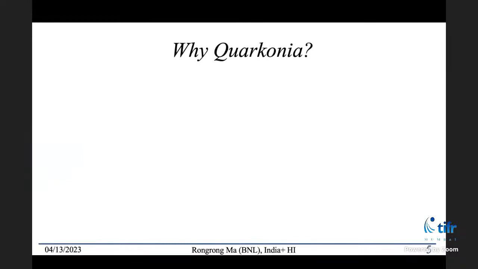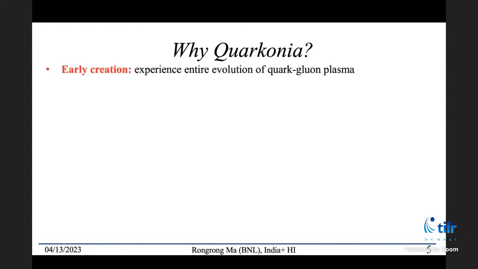Why do we want to study their behavior in the QGP? So quarkonium, as I just mentioned, are made of a heavy quark and anti-quark. Heavy means their mass is large, and because the mass is large, you need a lot of energy to create them. That means they are mostly created very early in the collision, even before the QGP is formed. Therefore, they can experience the entire evolution of the QGP. Of course, this is a curse and also a challenge and an opportunity.